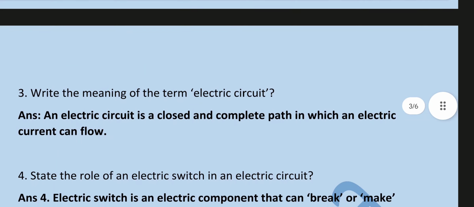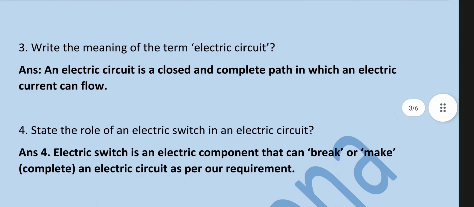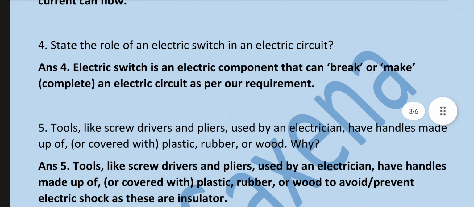Now write the meaning of the term electric circuit. An electric circuit is a closed and complete path in which an electric current can flow. State the role of an electric switch in an electric circuit. The electric switch is an electric component that can break or make. Make means to complete an electric circuit as per our requirement.